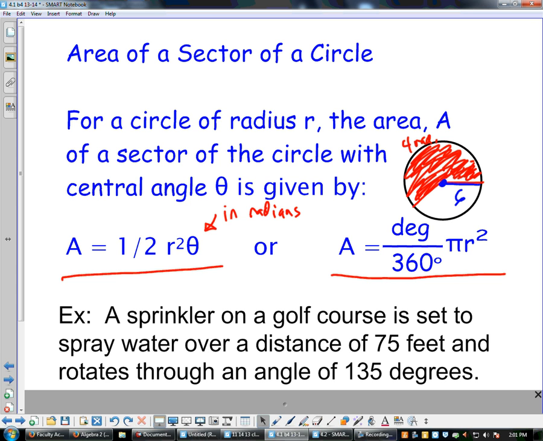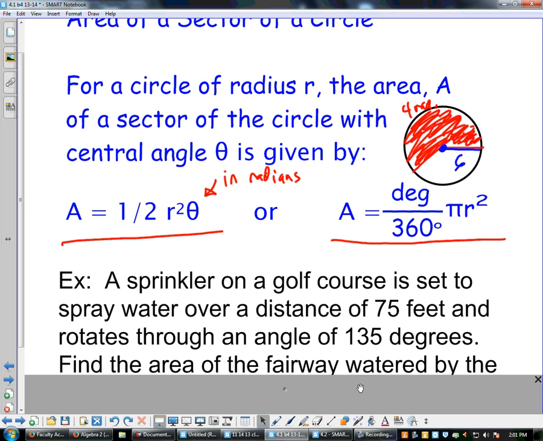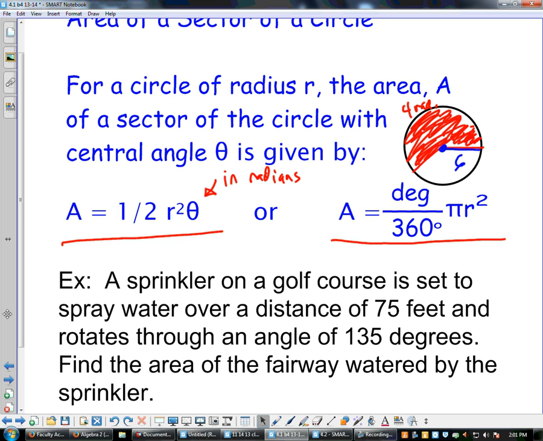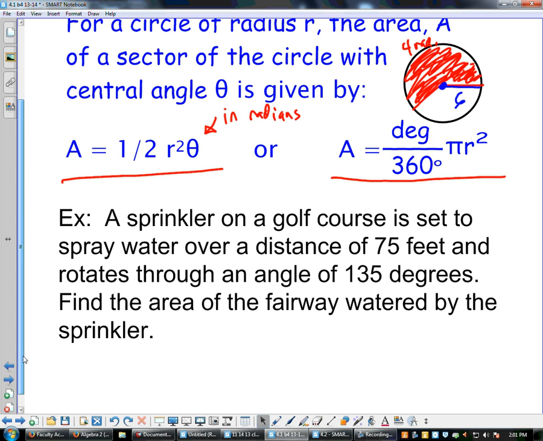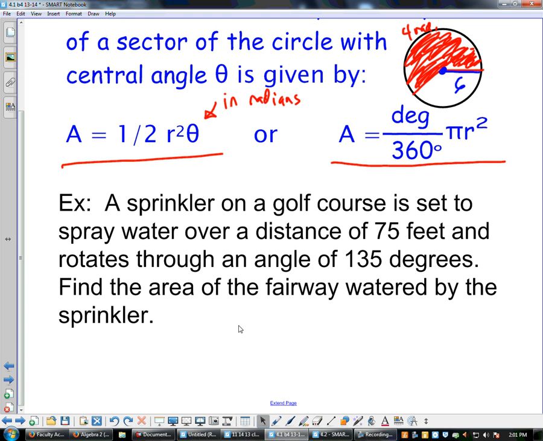A sprinkler on a golf course is set to spray water over a distance of 75 feet, and it rotates through an angle of 135 degrees. Can you find the area of the fairway watered by the sprinkler?